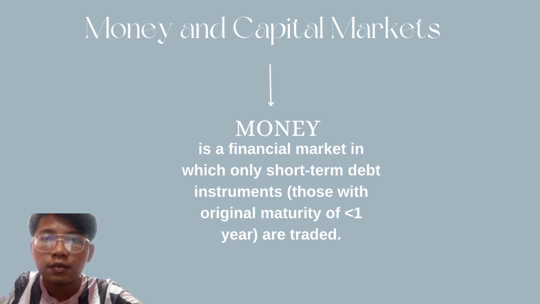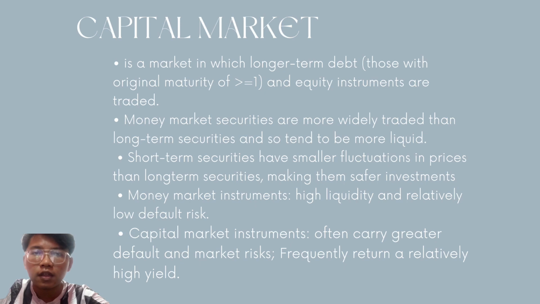Money market is a financial market in which only short-term debt instruments, those with original maturity of less than 1 year, are traded. Second one is capital market. Capital market is a market in which longer term debt, those with original maturity of more than 1 year, and equity instruments are traded. Next, money market securities are more widely traded than long-term securities and so tend to be more liquid. Short-term securities have smaller fluctuations in prices than long-term securities, making them safer investments. Money market instruments have high liquidity and relatively low default risk. And last one, capital market instruments often carry greater default and market risk, and frequently return a relatively high yield.